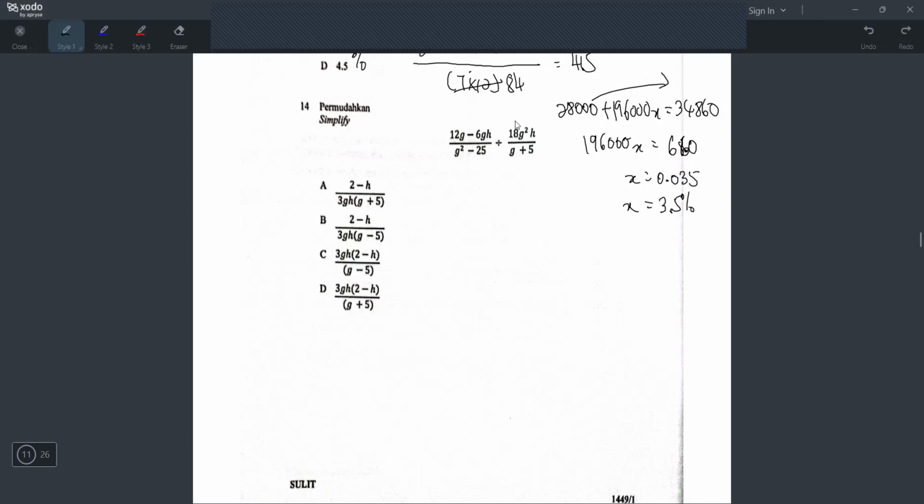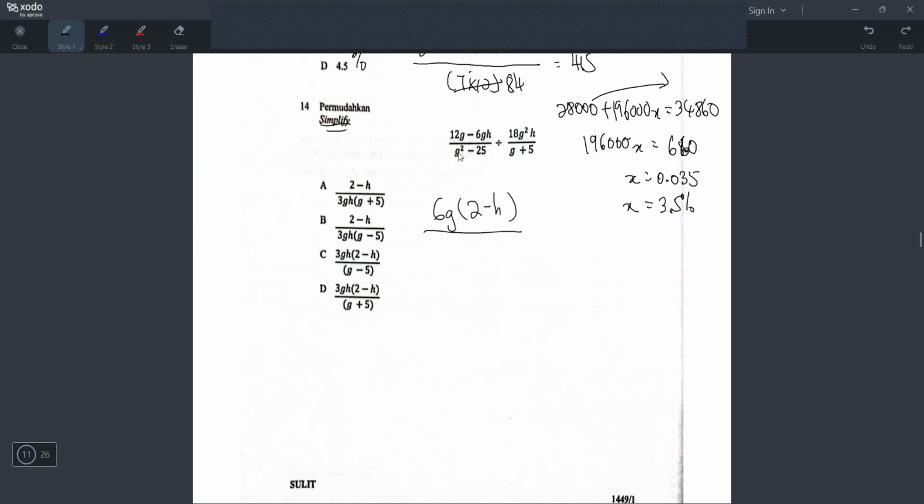Okay, continue. 14. Simplify this. Simplify means you have to permudahkan. It means if you can factorize, you have to factorize. If you can potong, you have to potong. Just make it simple. If I focus on this one, it can actually simplify. 12 and 6, you can factorize out 6. G and GH, you can factorize out G. So when you factorize out 6G, you take 12G divided by 6G, which is 2. And then negative 6, when I divide by 6, I end up with negative 1. GH divided by G is just left with H.